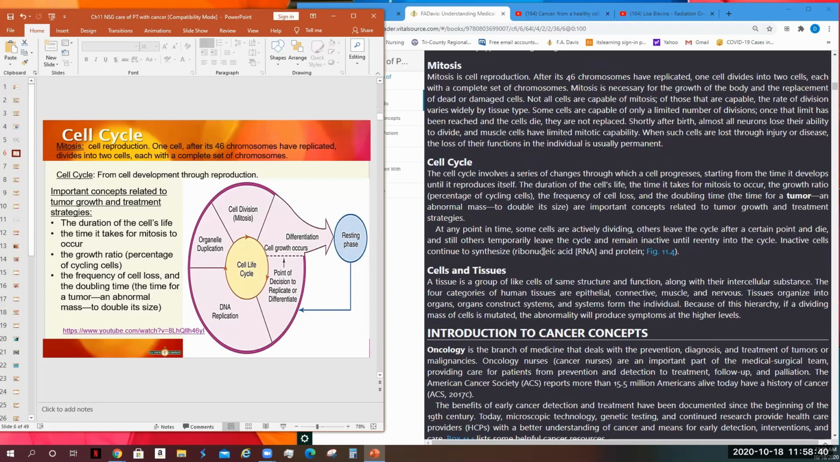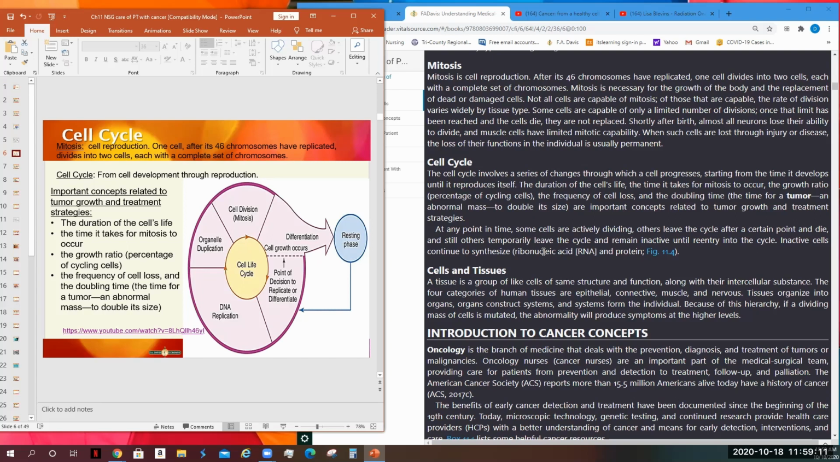Mitosis is necessary for the growth of the body and the replacement of dead or damaged cells. Not all cells are capable of mitosis. Of those that are capable, the rate of division varies widely by tissue type. Some cells are capable of only a limited number of divisions. Once that limit has been reached and the cells die, they are not replaced.